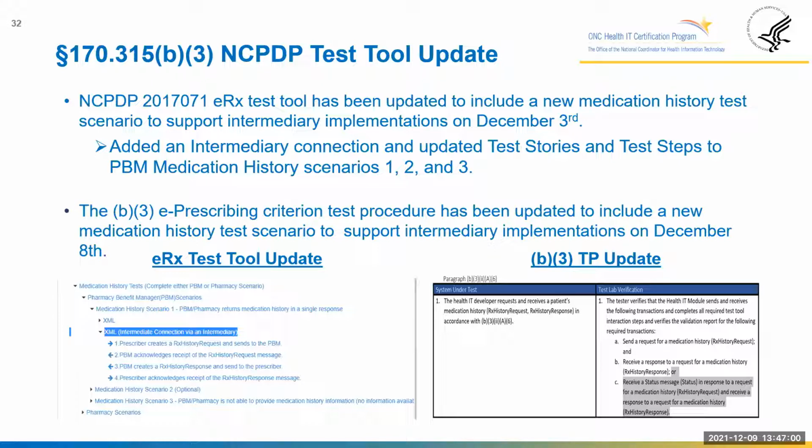So accordingly, the B3 e-prescribing criteria test procedure has also been updated to include this change, and it has been published on December 8th, which is yesterday. So with the new test tool release, SUT may choose to either use the original scenario for medication history transaction or use the newly added scenarios, but not both categories. And here are the screenshots of the test tool update and the B3 test procedure update there. Next slide, please.